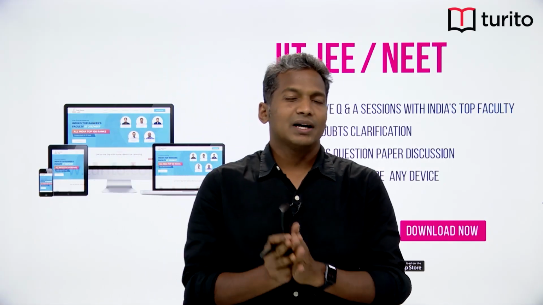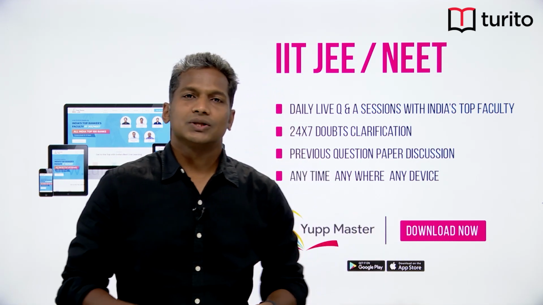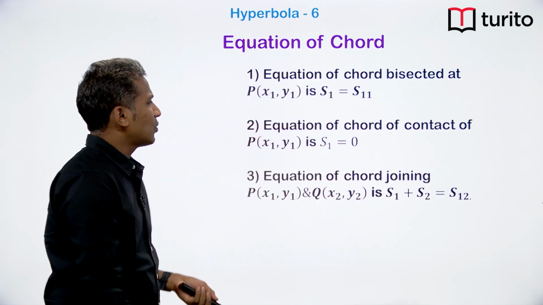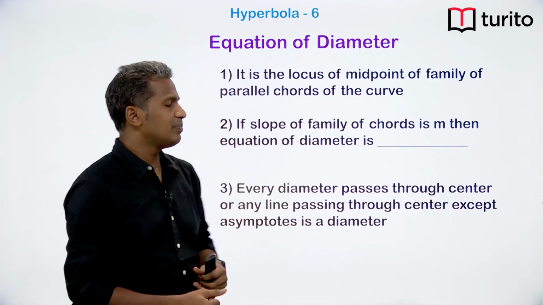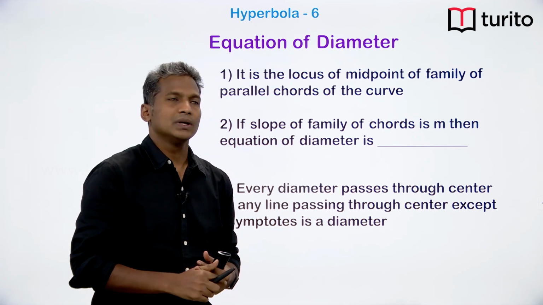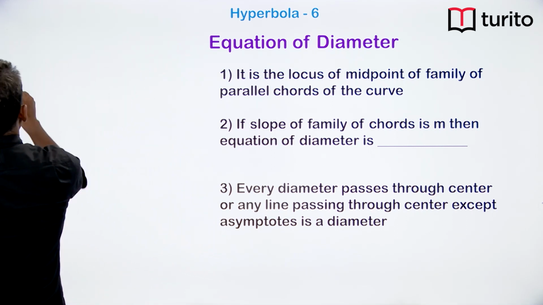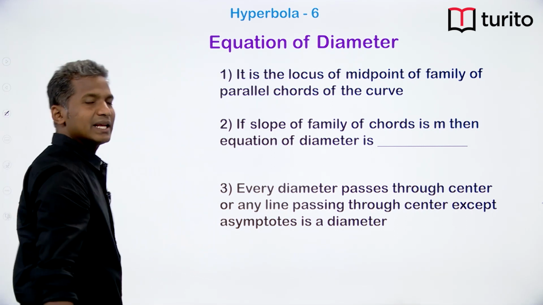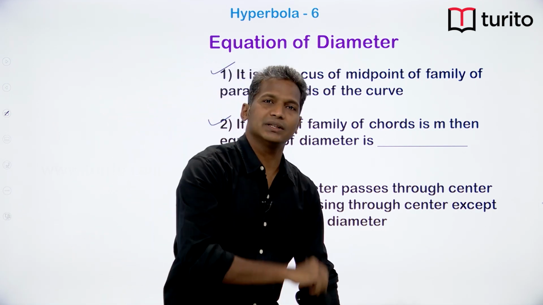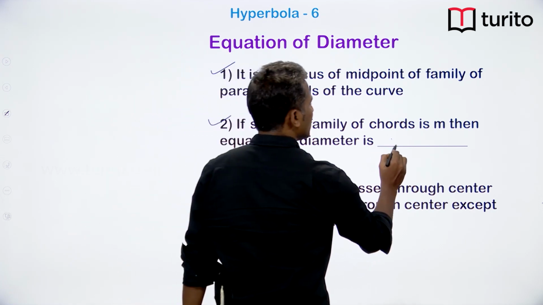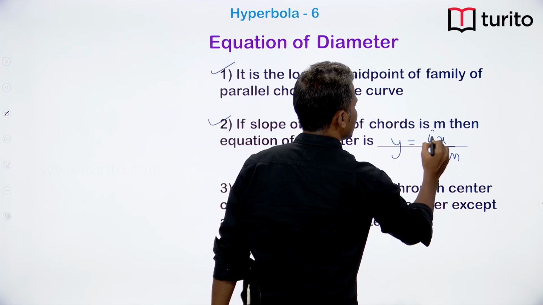In today's lecture, we will start from where we left in the last lecture and then continue. In the last lecture, we learned the concepts of chords, and also the basics of diameter. When it comes to diameter, if the slope of chords is given as m, we can get the equation of the diameter. This we derived in the last lecture. The equation came out to be y = (b²x)/(a²m).